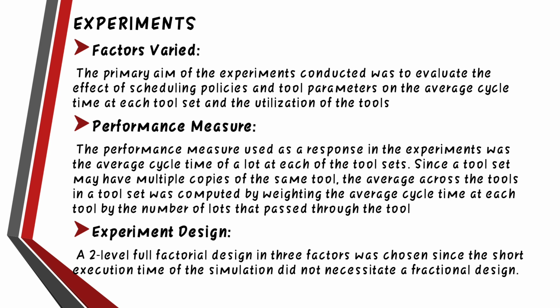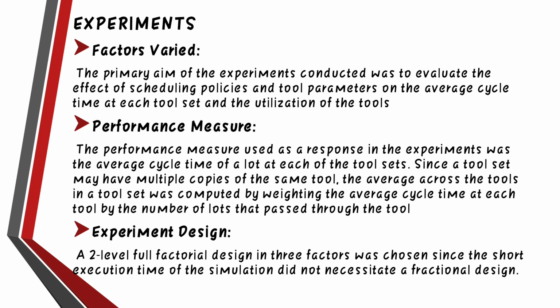Next, experiments: factors varied, performance measure, experiment design. Let us look at the factors varied. The primary aim of the experiment conducted was to evaluate the effect of scheduling policies and tool parameters on the average cycle time at each tool set and the utilization of the tools. This is the main aim of the experiment.